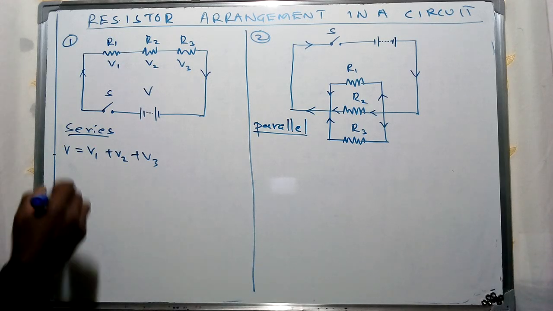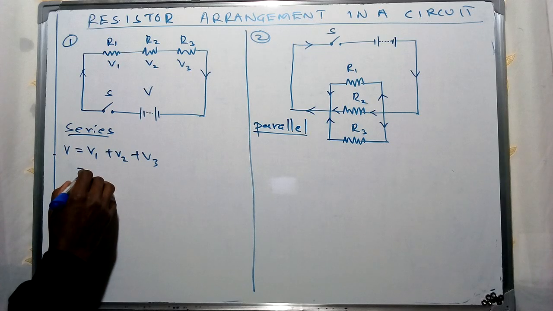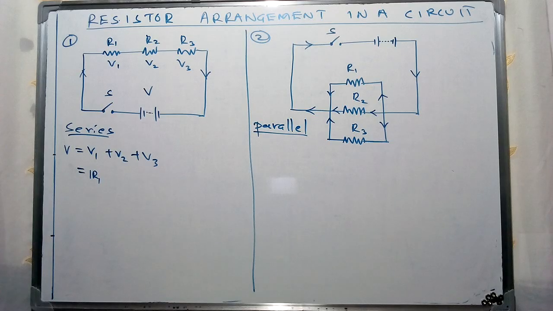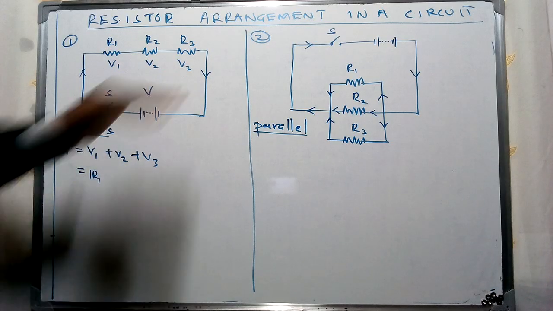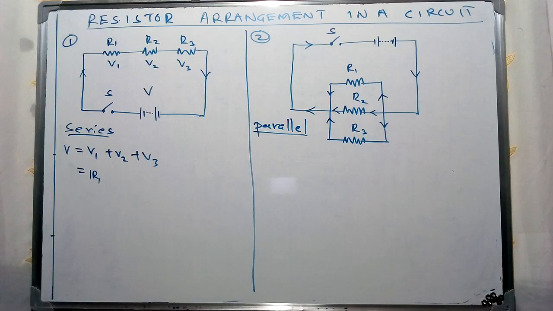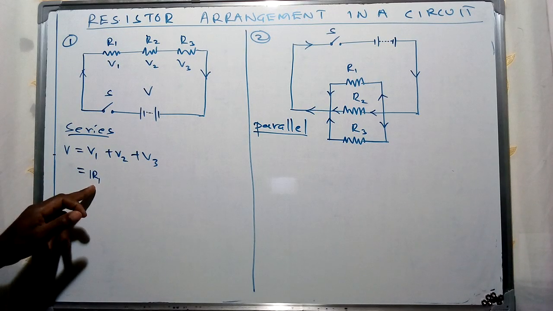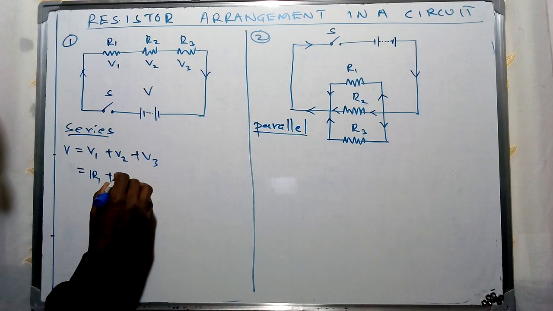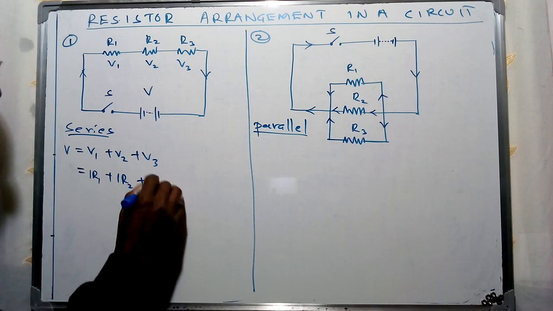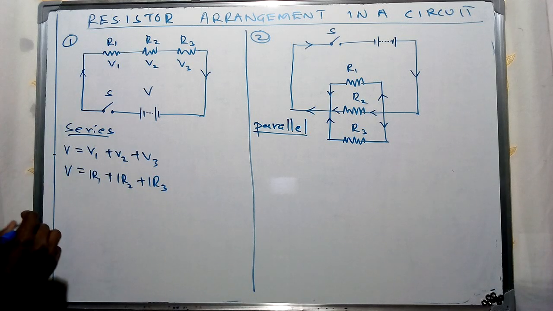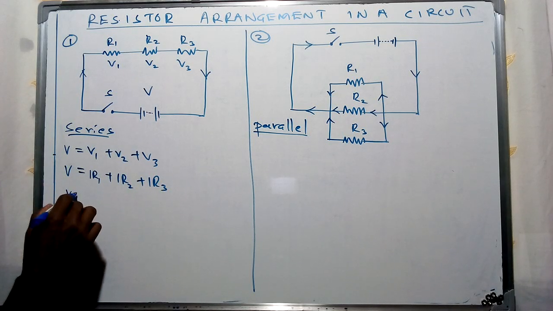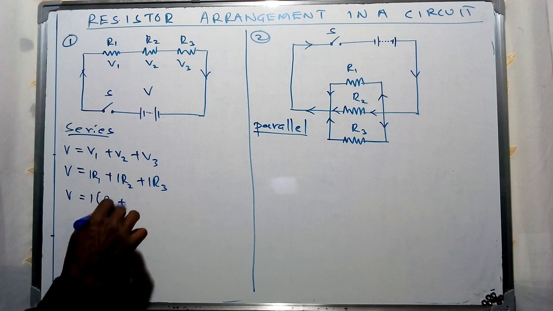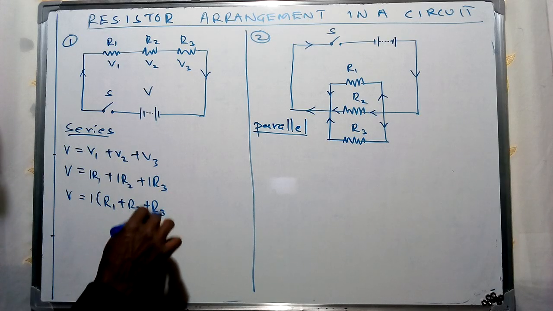The current flowing through each of these resistances is going to be the same, so we indicate it using I. So IR1 is equivalent to V1. So we are going to have I, which is a constant, multiplied by R1 plus R2 plus R3, equivalent to V. So we can have V expressed in terms of this common factor I into R1 plus R2 plus R3 given as such.